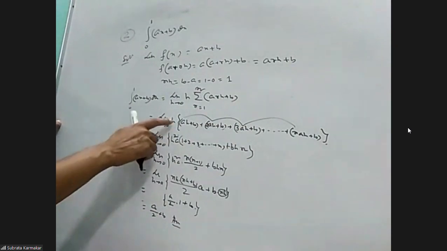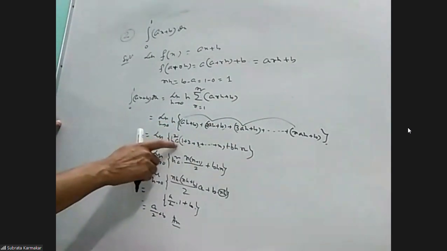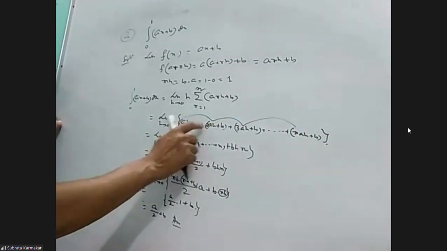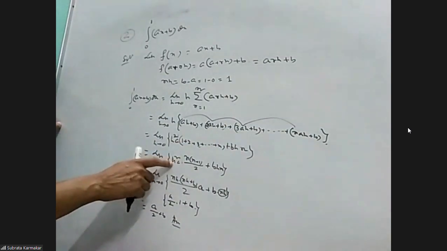Everywhere, if you take a common, outside you get h square a, and here 1 plus 2 plus up to n. And the last part from every bracket, b will come n times, so n into b into h, that is nbh. Then 1 plus 2 plus up to n is the AP formula, sum is n into n plus 1 by 2. Then it is h square into a.